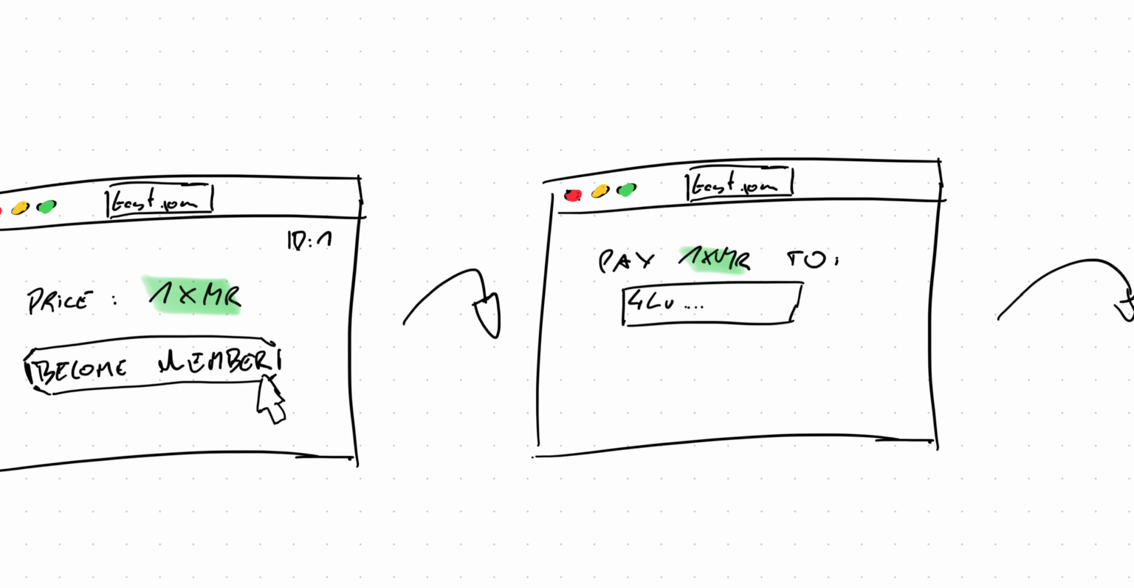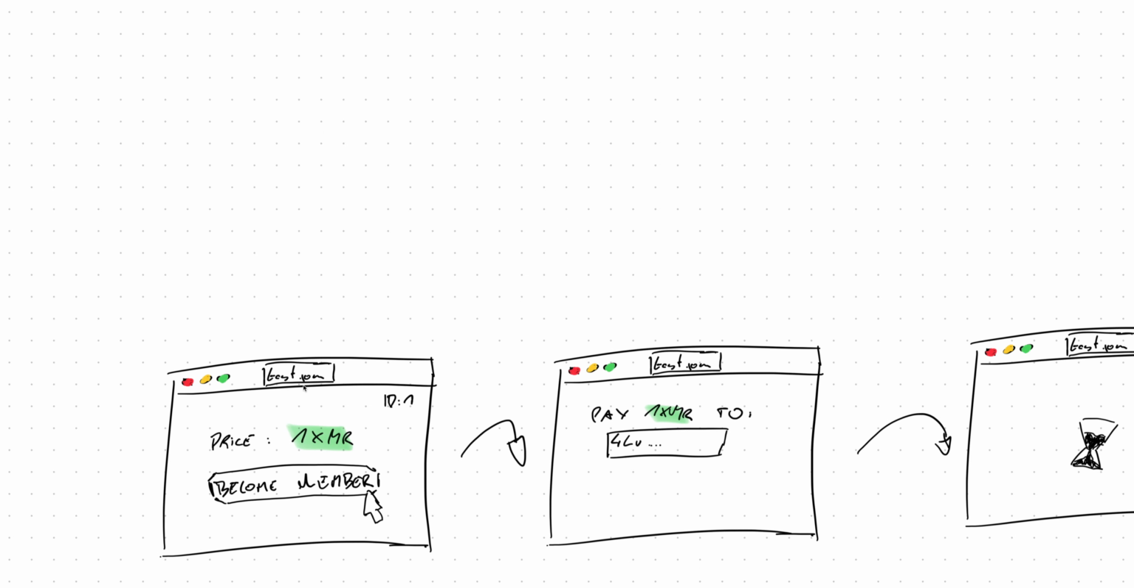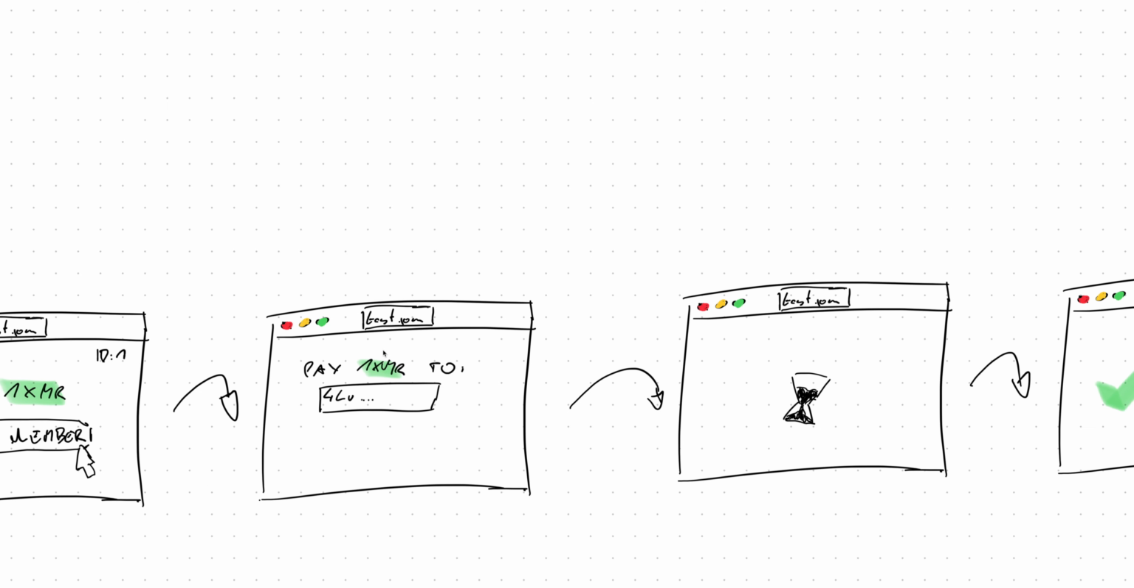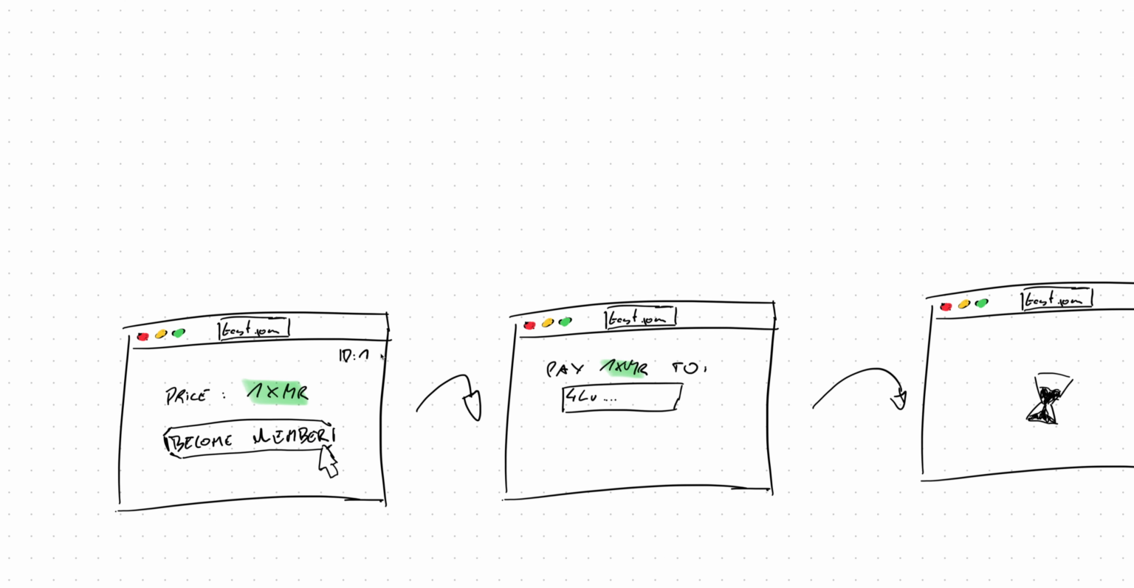But let's talk about what has to happen in the back end for each of those steps. At the first step, there has to be something like a request for an address, because if you click on become member, of course you want to have a new address. All right, because we see in the second step an address, we have to have something like an address as an answer.